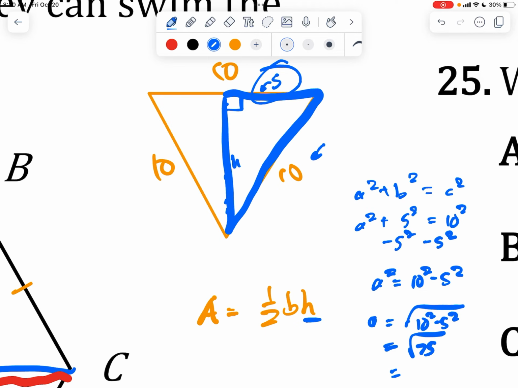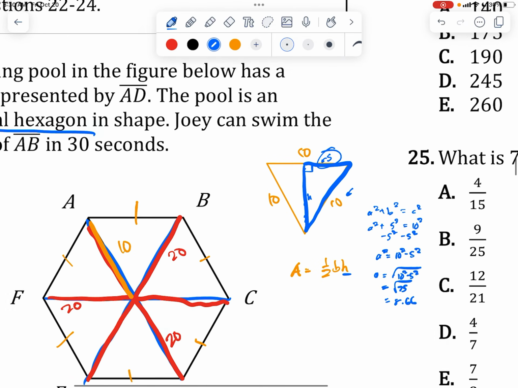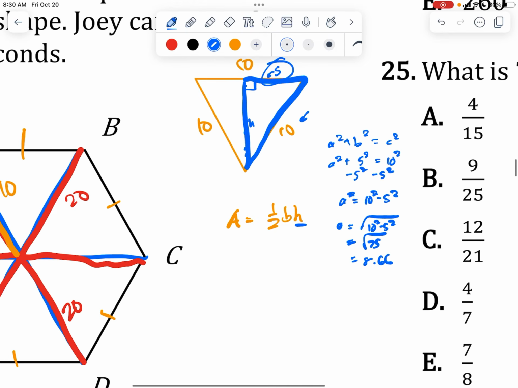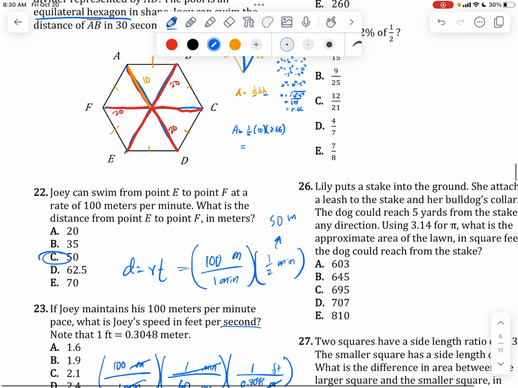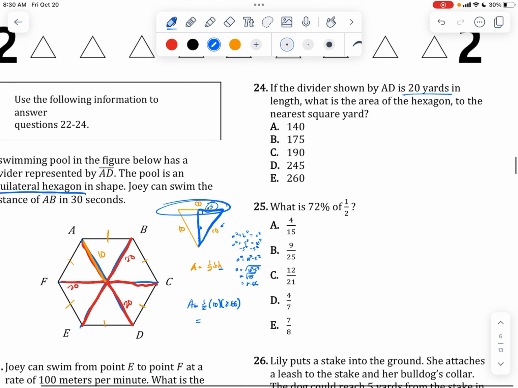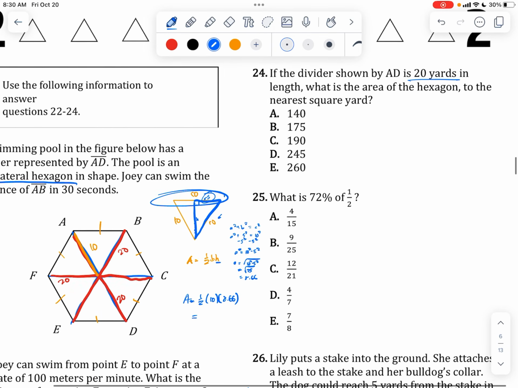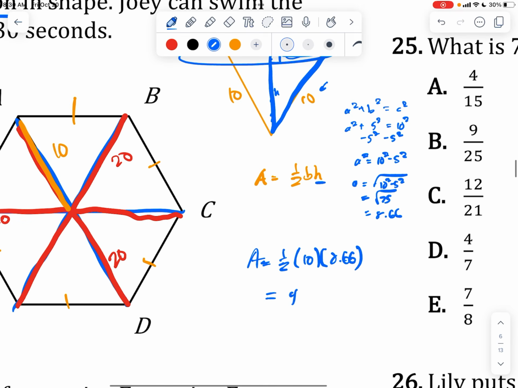75 to the 0.5 is equal to 8.66. Okay, now I can find my area. Area is equal to half times base, the entire base, not 5, but 10. So 10 divided by 2 times 8.66 is 43.3. Oh, sorry. So, yeah, this is 43.3.